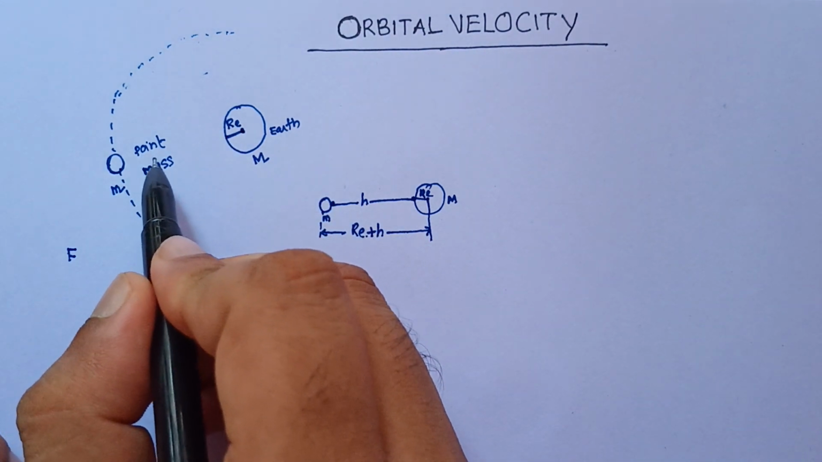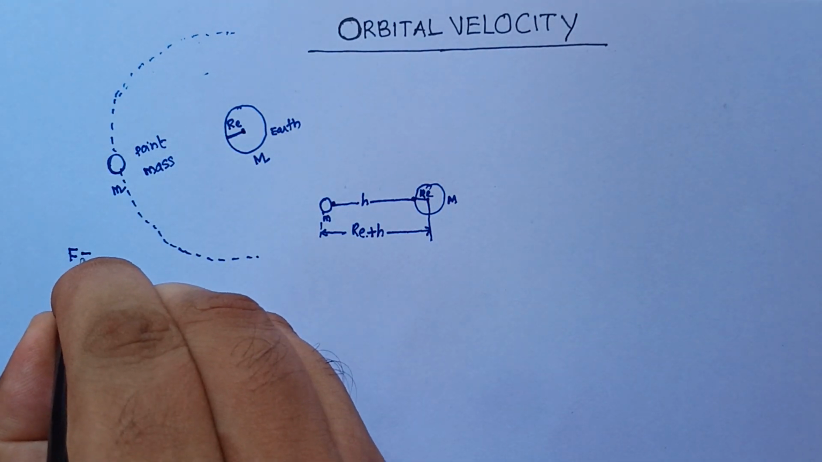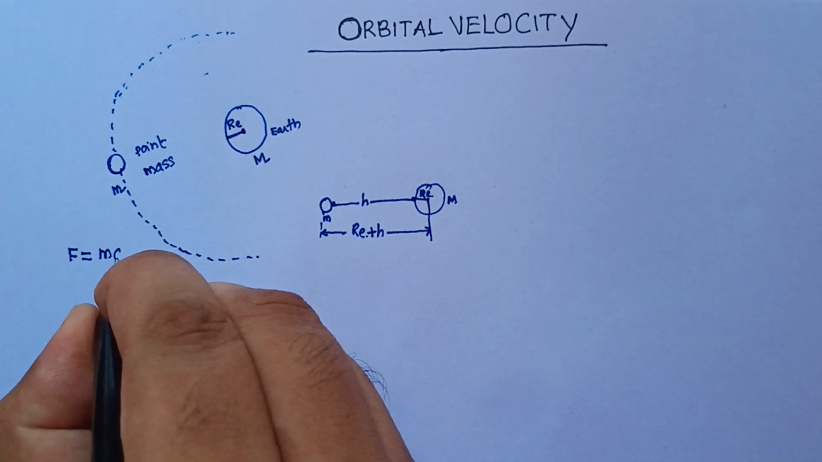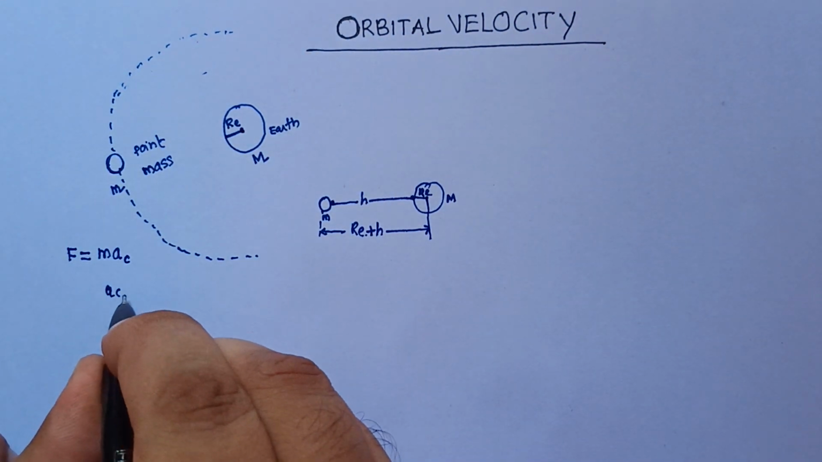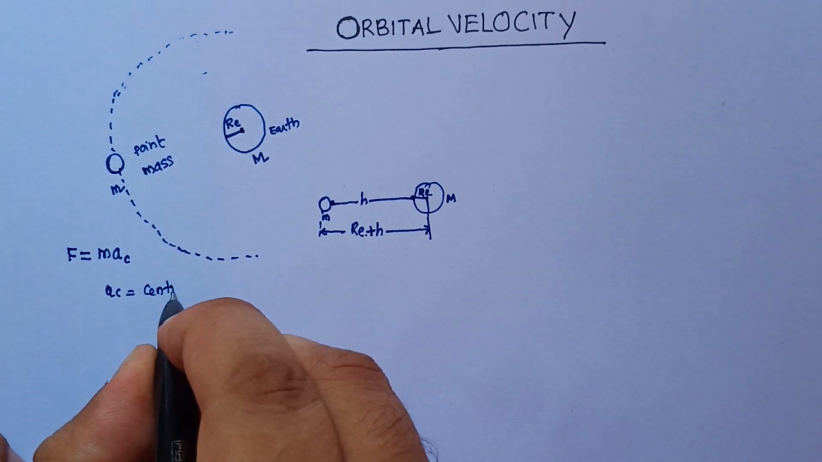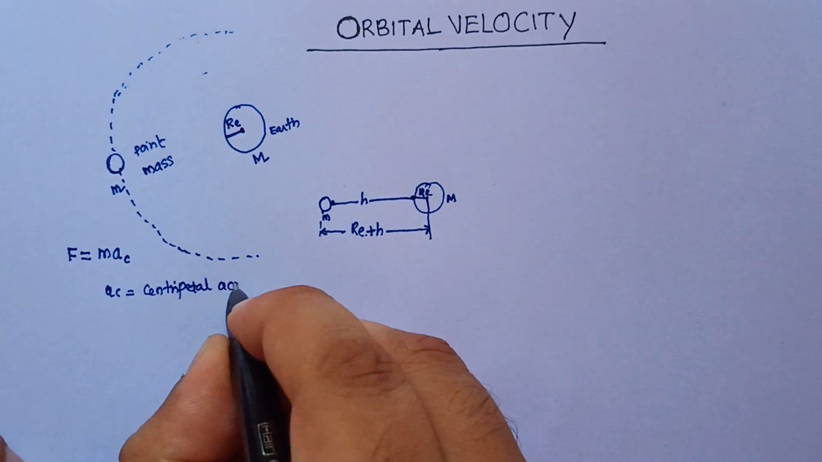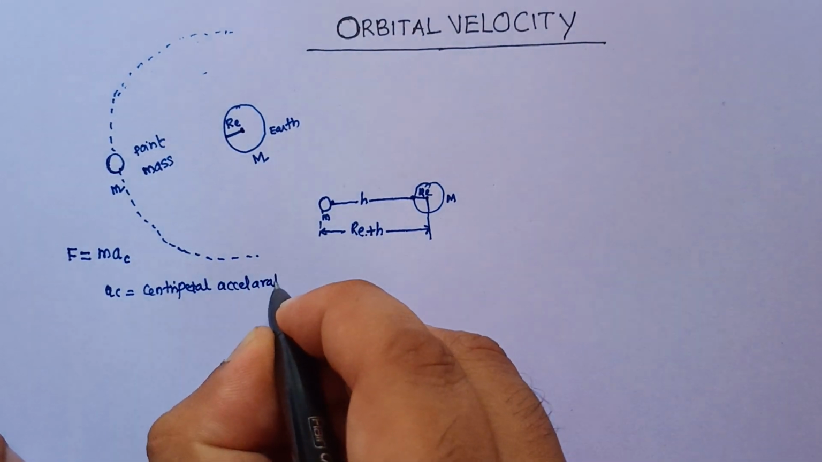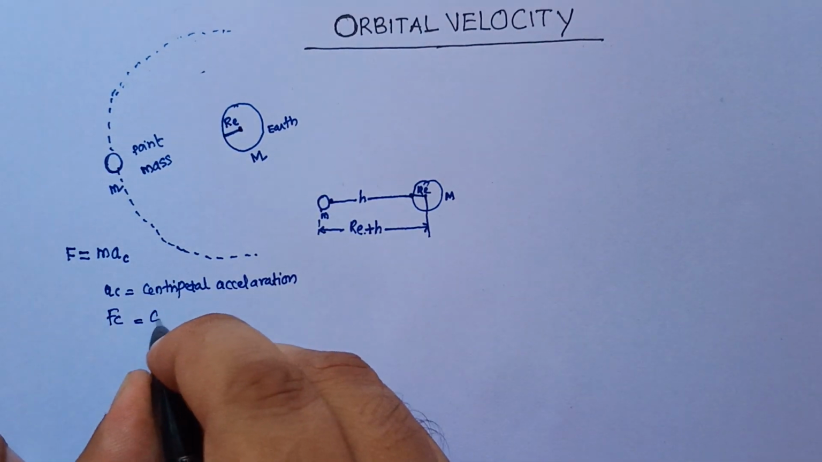That is called the centripetal force, which is experienced by the smaller mass, denoted by m times a_c, where a_c is the centripetal acceleration and F_c is the centripetal force.